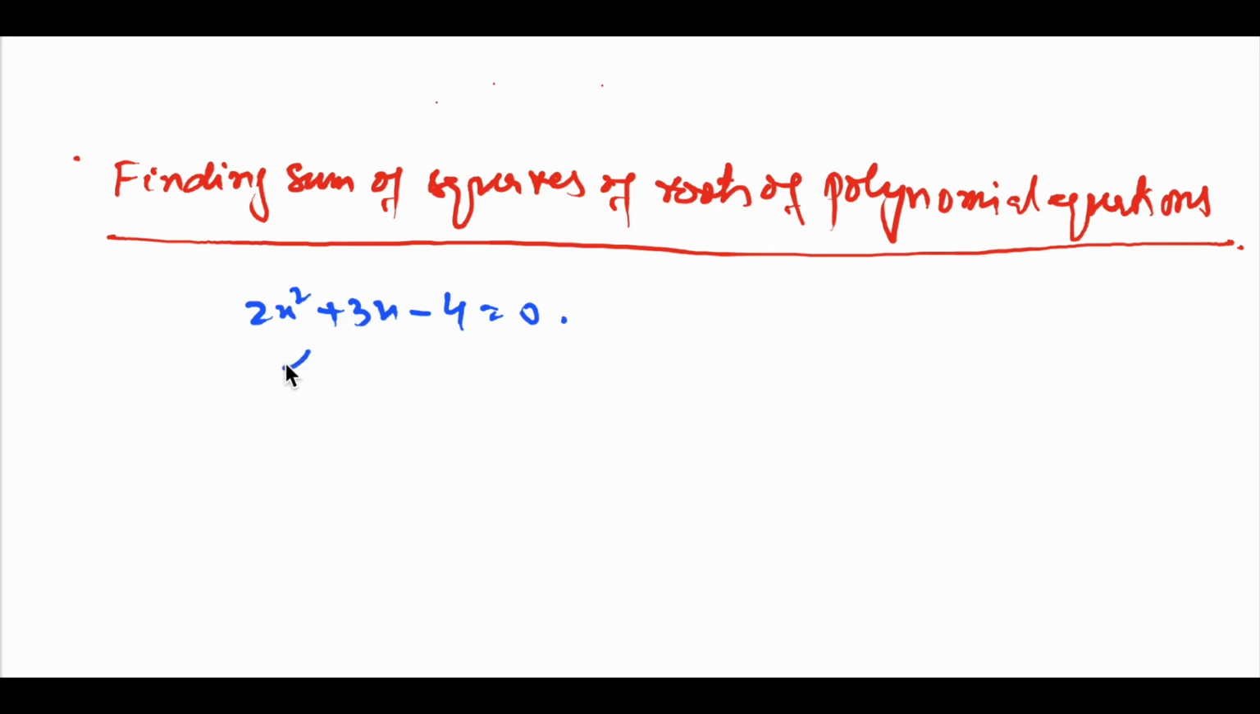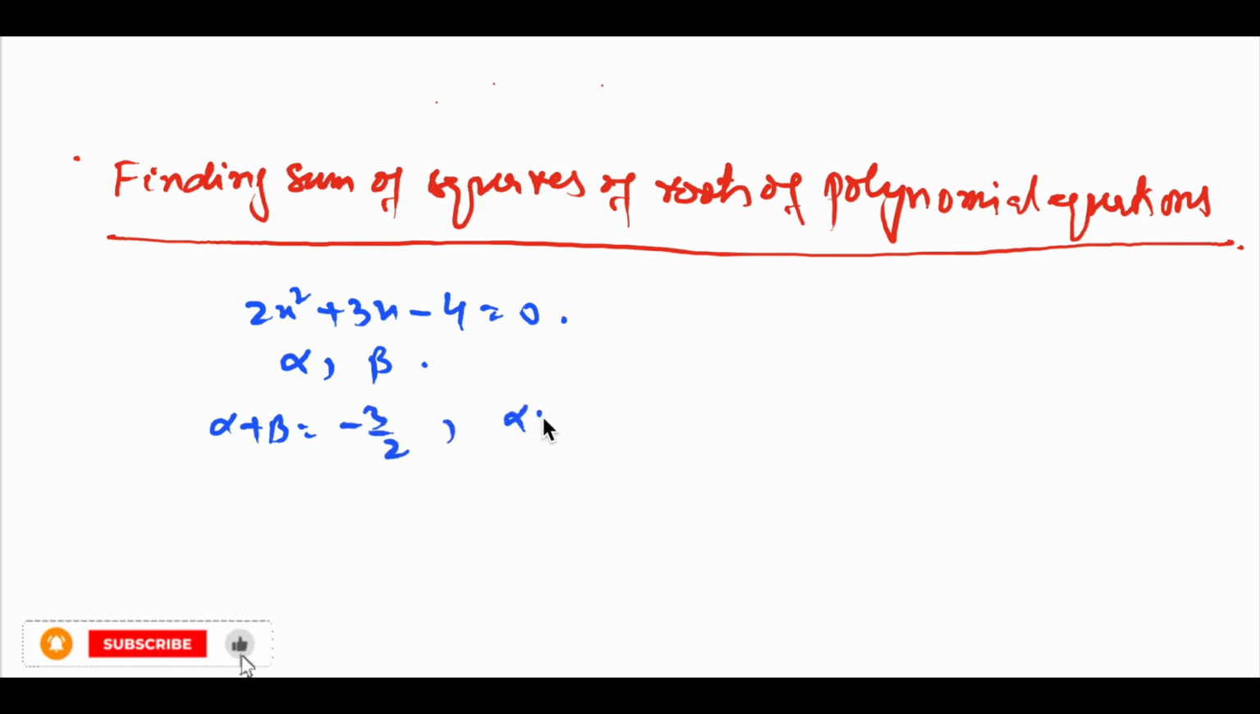Suppose this equation has roots alpha and beta. From a previous video in which I told you how to find the relationship alpha plus beta and alpha beta, I can find alpha plus beta as minus b over a, so it should be minus 3 over 2. And alpha beta, this is c over a, which is minus 4. Now I have to find the value of alpha square plus beta square.